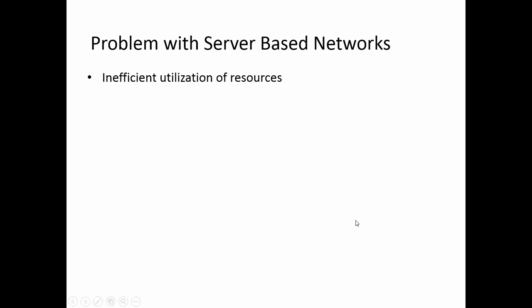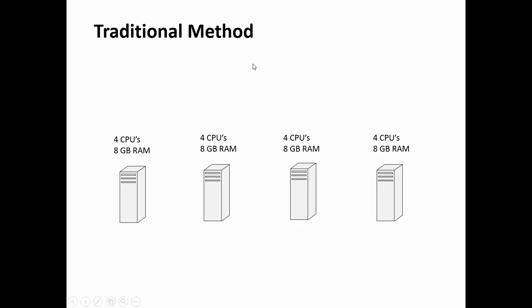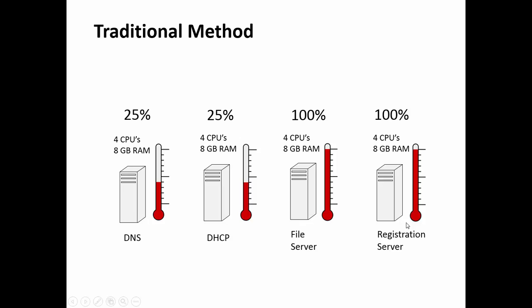But the problem with server-based networks is it can lead to an inefficient utilization of resources. Here's the example. When we first set up our data center here at CCBC, we got 4 brand new servers, and each one had 4 CPUs and 8 gig of RAM, and at the time that was a big deal. Then we made the first one our DNS server, the second one the DHCP server, the third one a file server, and the fourth one the student registration server.